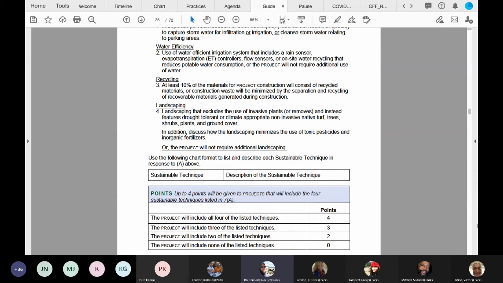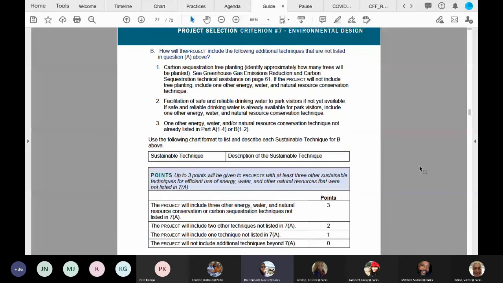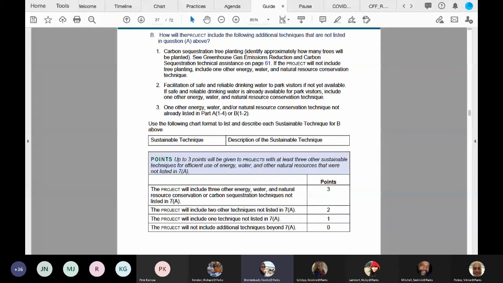And if your project is actually not going to utilize any of these, then you just put "not going to utilize." Then for part B, which is on page 25, you will need to incorporate additional techniques, more than what you put in criteria A. So you're going to want to incorporate 3 additional techniques. They can be carbon sequestration, safe, reliable drinking water, but you just need to make sure that you are not duplicating techniques that you included in part A. So 7A, 7B without duplicates.